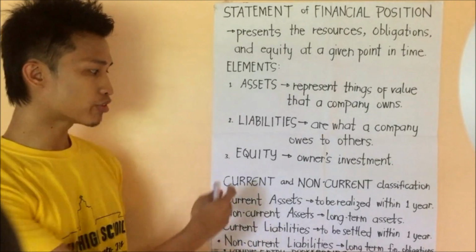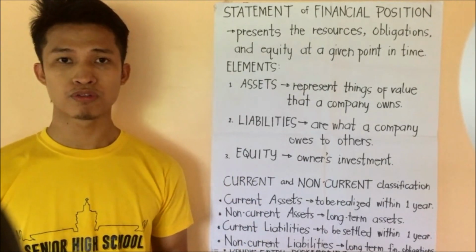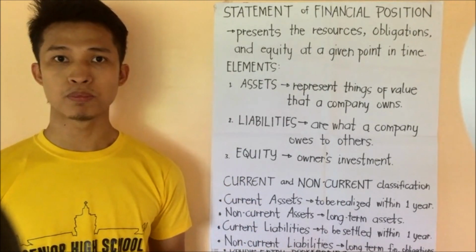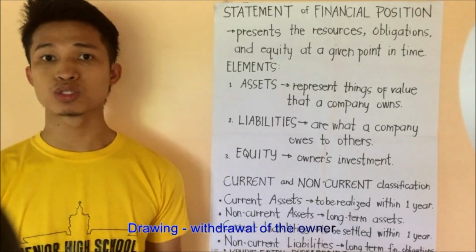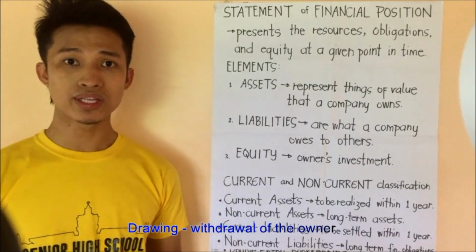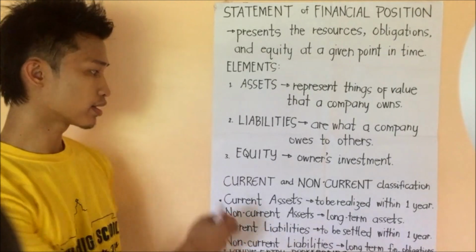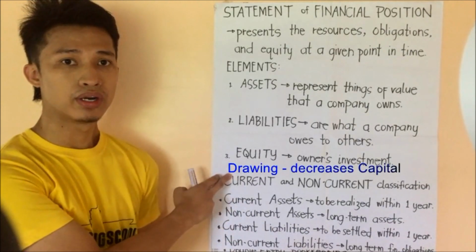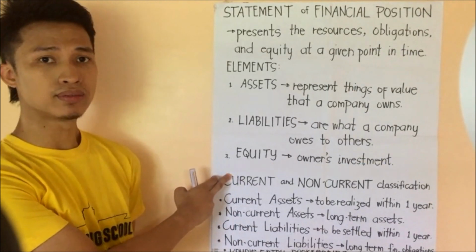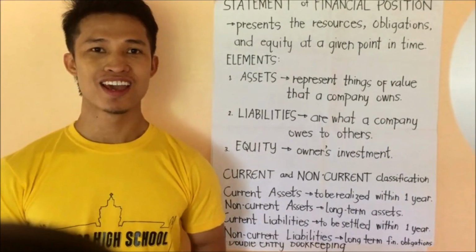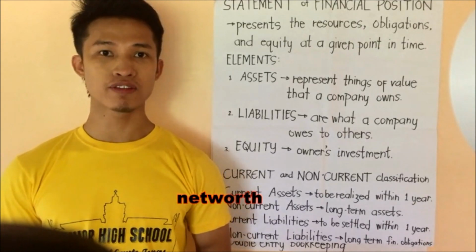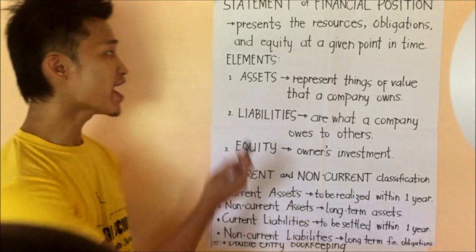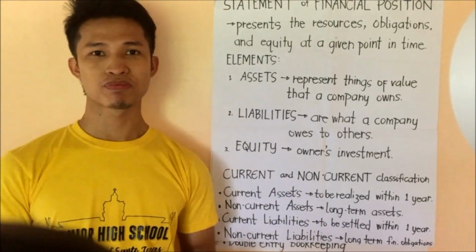But this account decreases when you withdraw. For instance, you get cash from the company that is to be used for your personal transaction. So that is the drawing account. The drawing account decreases the capital account. So it's part of the equity. Got it? Equity is also called net worth. Equity is the difference between assets and liabilities.